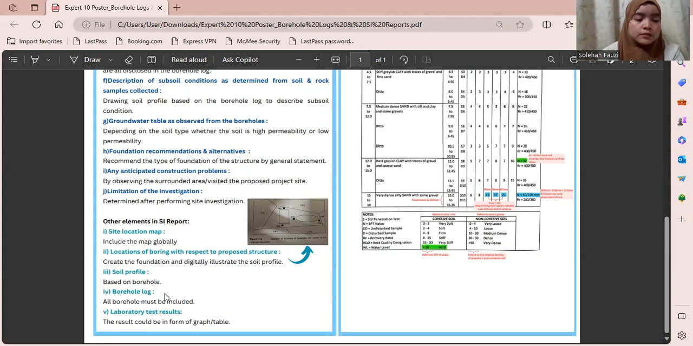All borehole logs must be included because it is important for the designer to design the project. And the last one is laboratory test results. The results might be in the form of a graph or table and must be appropriate and relevant to the proposed project. These are all the things that we need to understand for the last topic.